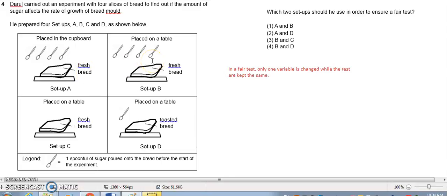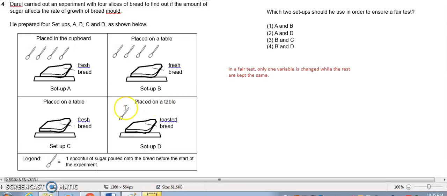For setup B, again 4 spoonfuls of sugar is being poured onto the bread. The fresh bread is being used and the bread is being placed on a table. For setup C, no sugar is poured onto the bread. Fresh bread is used and the bread is placed on a table. For the last one, setup D, 1 spoonful of sugar is being poured onto the bread. Toasted bread is being used and the bread is placed on the table.